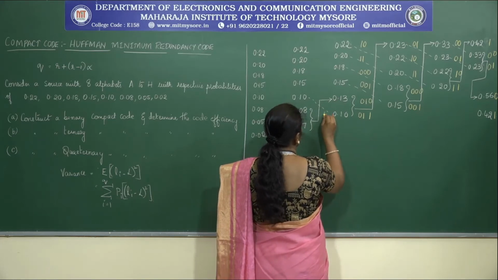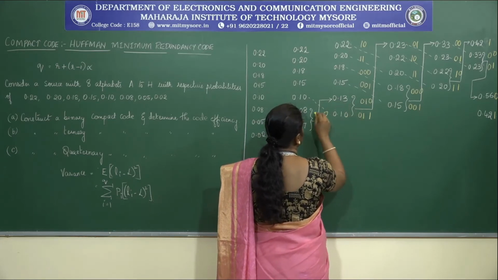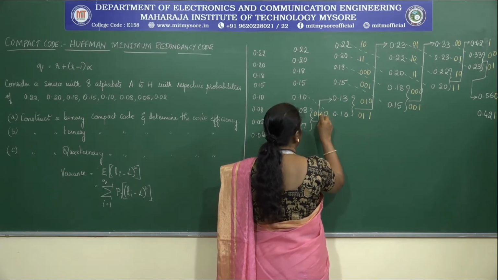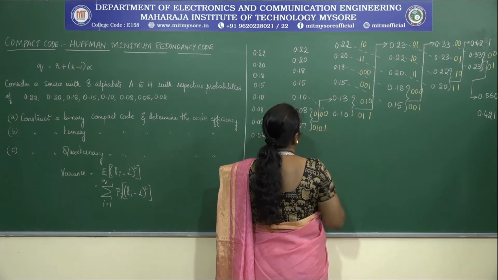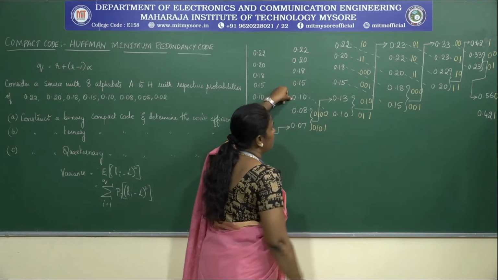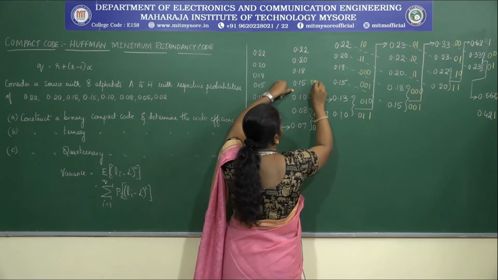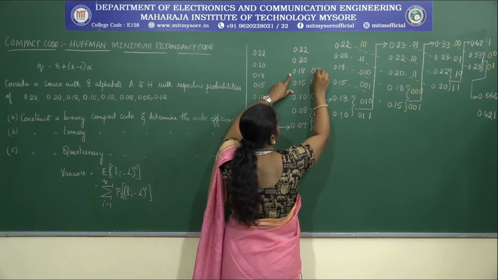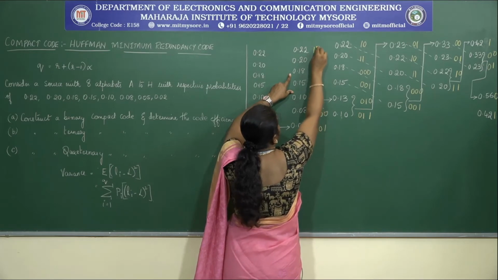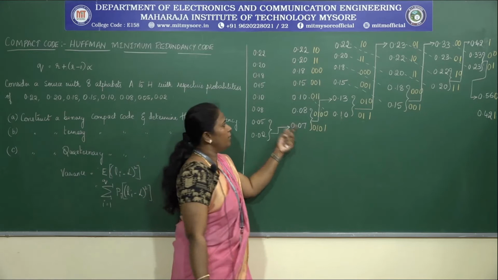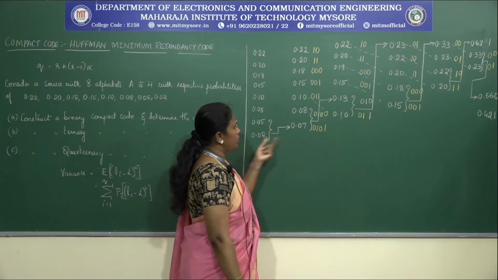So this is 0, 1. The 0.13 value is 0, 1, 0, 0, 1, 0. What is the 0.10 value? It is 0, 1, 1. 0.15 is 0, 0, 1. So this is 000, 11, 10. This is how you are going to frame all the code words.